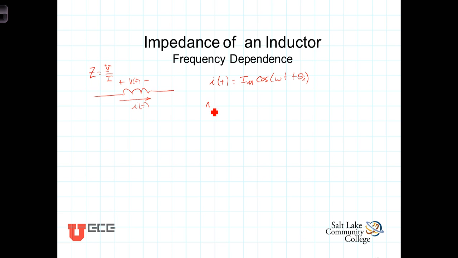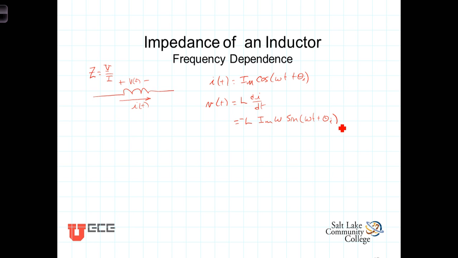Now we know that in an inductor, the voltage across an inductor is proportional not to the current, but rather to the derivative of the current, or v is equal to L times di/dt. So we've got L. Now di/dt, we're going to have I_m, and the derivative of the cosine is negative sine, so let's bring the minus sign out in front. And we have the chain rule invoked here, so let's bring the omega out in front. And then we will have the sine of omega t plus theta_I.